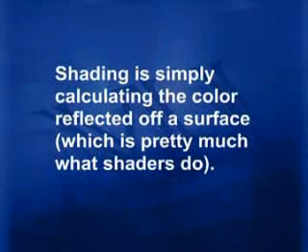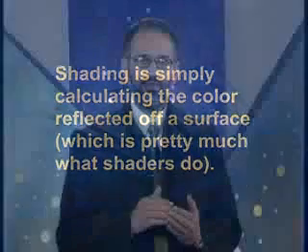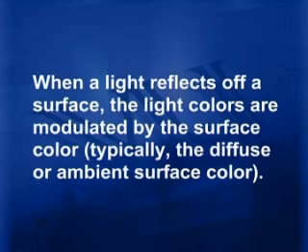Shading is simply calculating the color reflected off a surface, which is pretty much what our shaders do. So that's what we want to do now: whatever the light source may be, when it gets reflected off a specific surface, we would like to calculate what impact that gives and make use of it in the making of our scenes. When a light reflects off a surface, the light colors are modulated by the surface color, and this thing we have already seen. We have seen when light is incident on a specific surface, we did this basic analysis with reference to the RGB components.